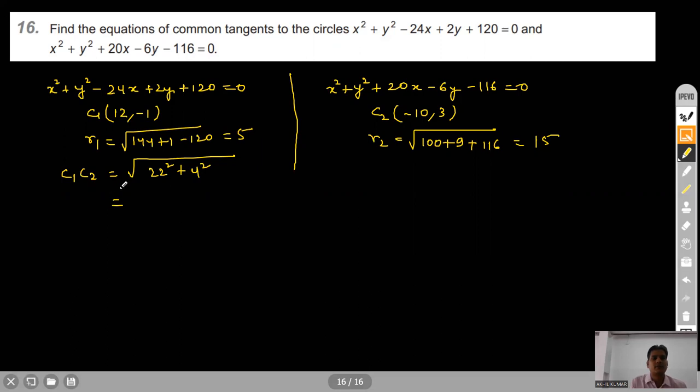So 22 into 22, what will it be? This will be 484, plus 16. 484 plus 16 means 500, under root of 500, right? So this will be 100 into 5, which means 10 root 5.